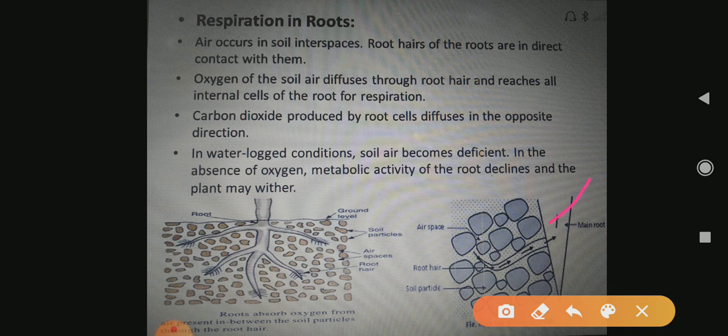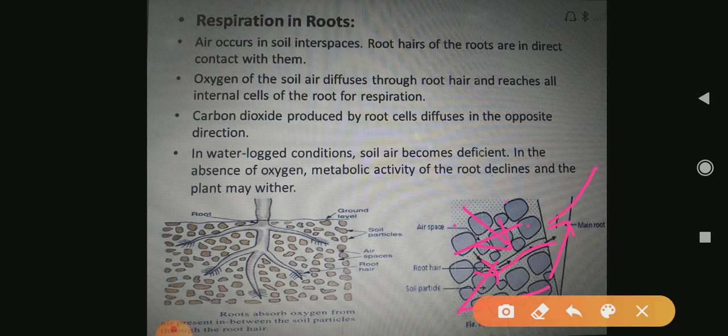In this diagram you can see this middle structure is the root hair. Root hair is the outer growth of the epidermal cell, and these are the soil particles, and in between the soil particles the space is there, and in this space air and water are there. In some spaces air is there, and in some spaces water is there. Then the oxygen from this air is absorbed by the root hairs, and this is transferred to the inside cells.